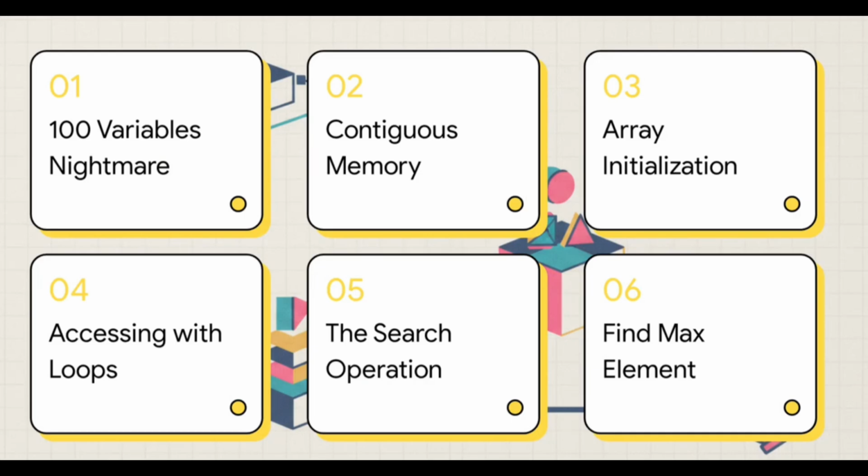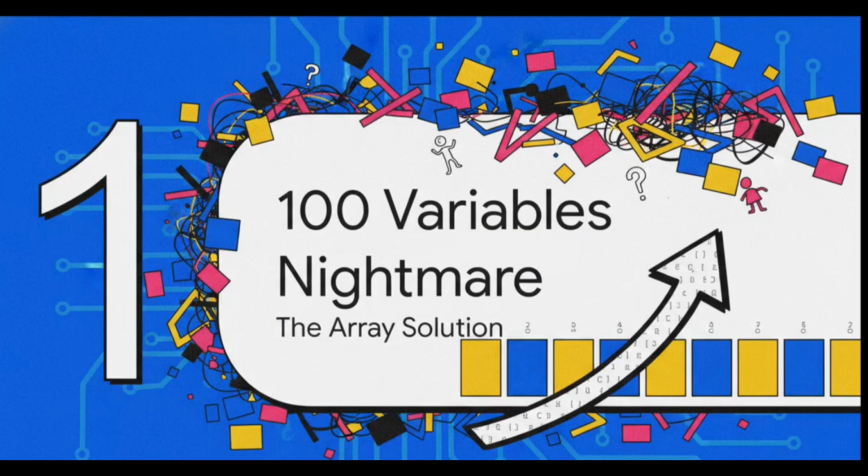So here's our rescue map for today. 1. The 100 variable nightmare. 2. Inside contiguous memory. 3. Initialization tricks. 4. Accessing with loops. 5. The search operation. And 6. A quick coding challenge on min and max. Let's dive right in. Section 1. The 100 variable nightmare and the array solution.